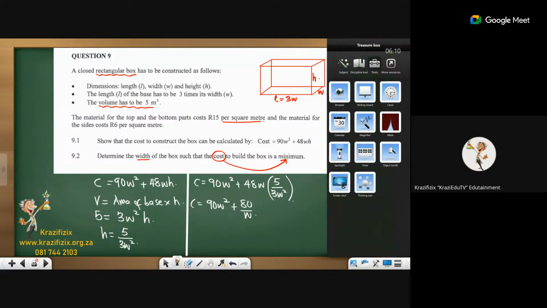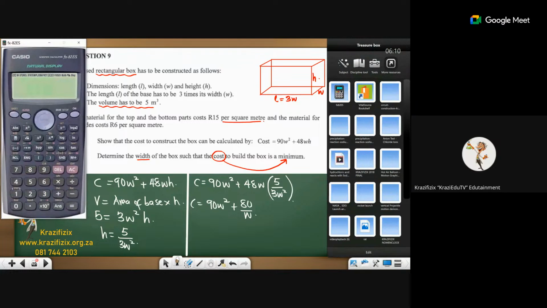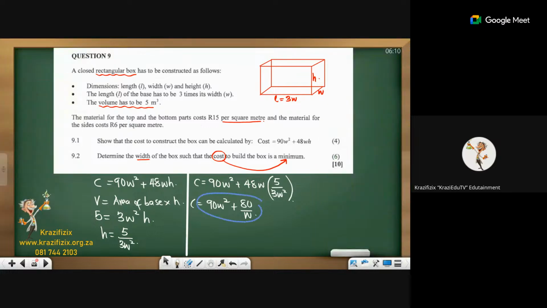Please use a calculator in an exam. Don't try to do what I'm doing. It's 8 times 5, divided by 3. Now this is the cost in terms of the width. I should actually put that there. This is the cost in terms of the width because we want the width.